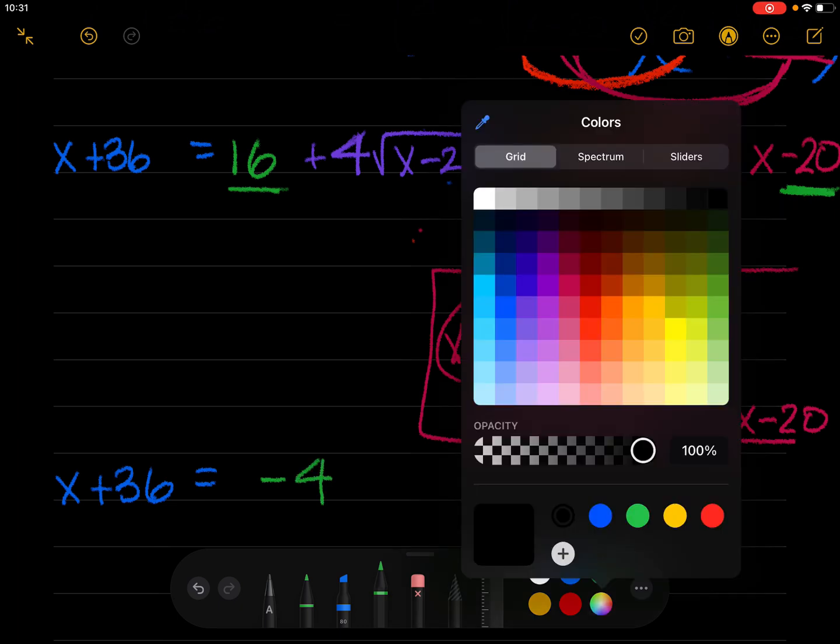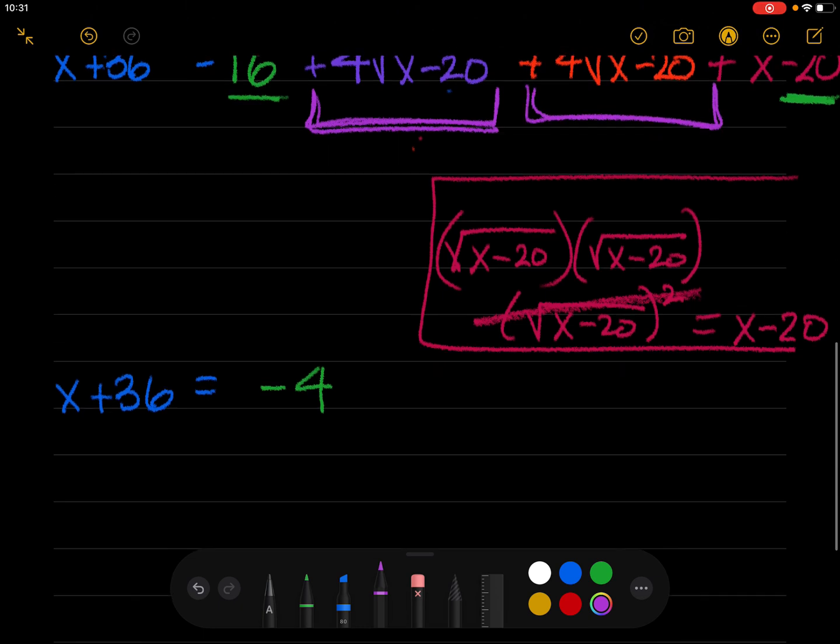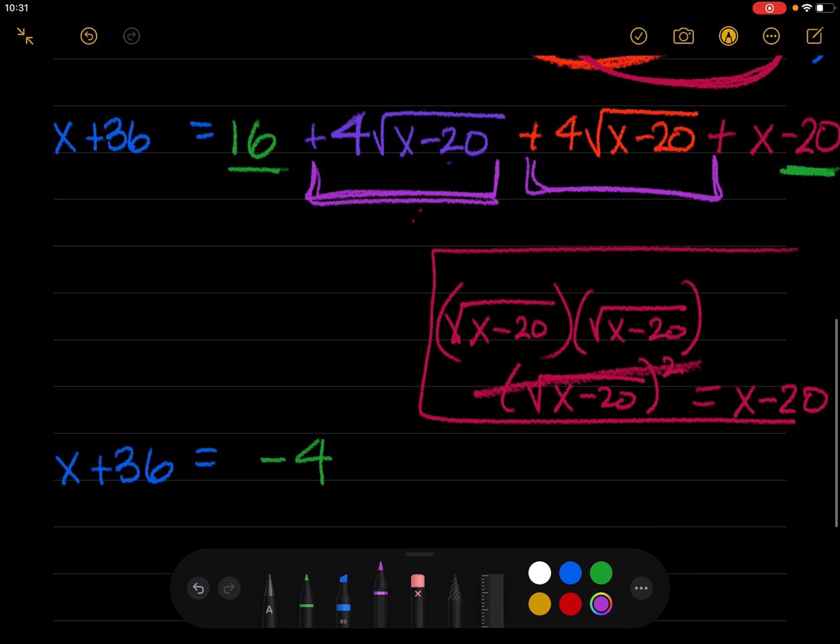Next, I have, let's get a different color here. We'll do some radicals. I have 4 square root of x minus 20, and another 4 square root of x minus 20. These are what we call like radicals because you have the same value underneath, the same radicand. You have the same index because they're both square roots. They have that understood too.